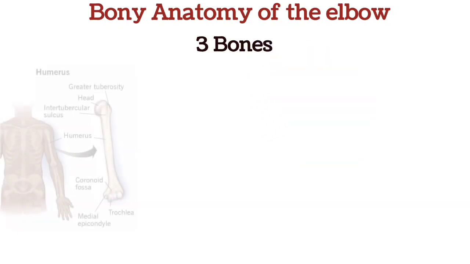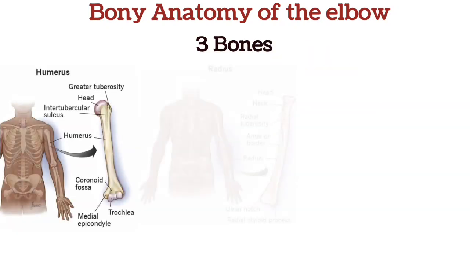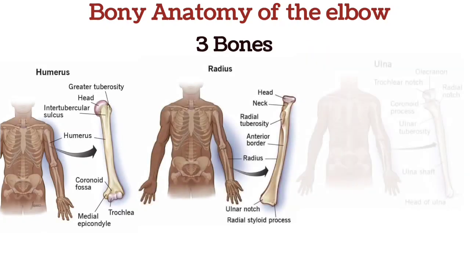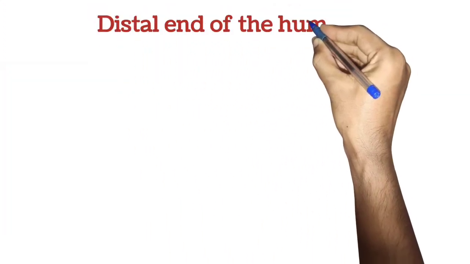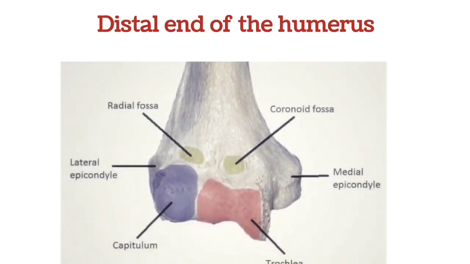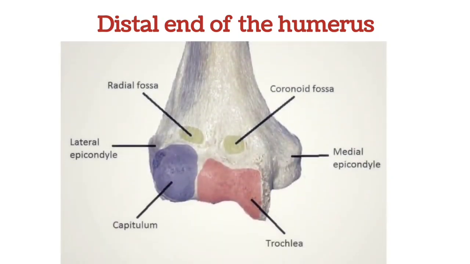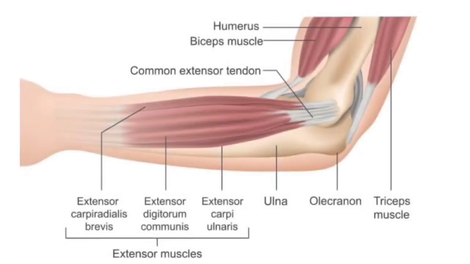The elbow joint is made up of 3 bones: the humerus, upper arm bone, the radius and ulna, 2 bones in the forearm. At the distal end of the humerus there are 2 epicondyles, one lateral, on the outside, and one medial, on the inside. The area of maximal tenderness is usually an area just distal to the origin of the extensor muscles of the forearm at the lateral epicondyle.